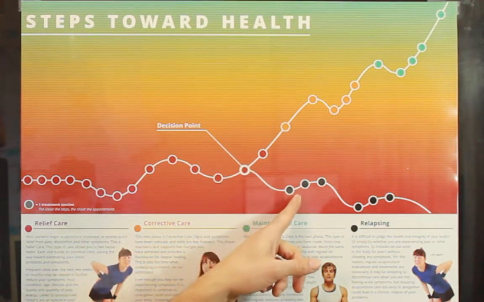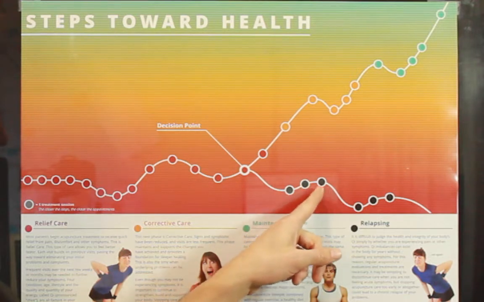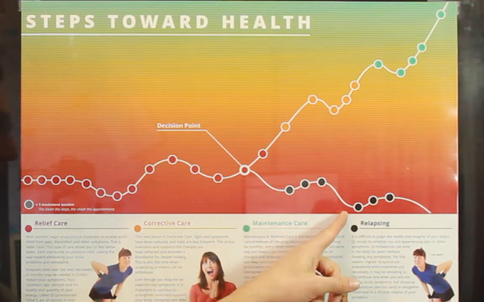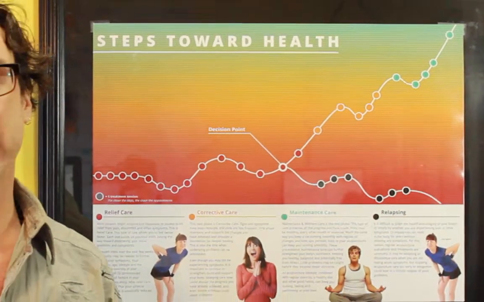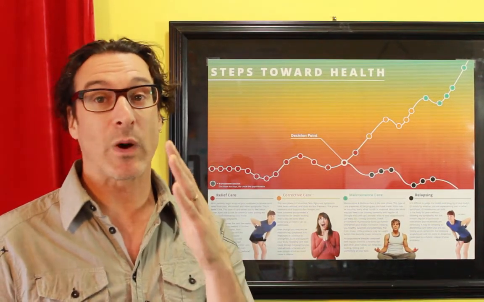They come in and then they see you for a few visits, and they get a little better, and then things get worse, and then they come in, see you for a few visits, get better, and then they get worse, and so on. That's the roller coaster of health. That's what you want to explain to your patients that you don't want them to go on.